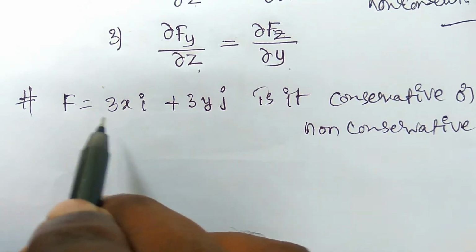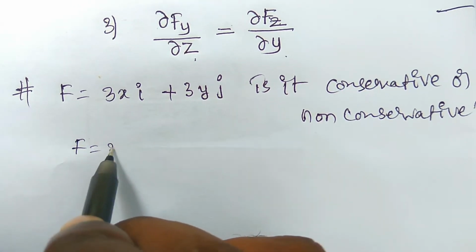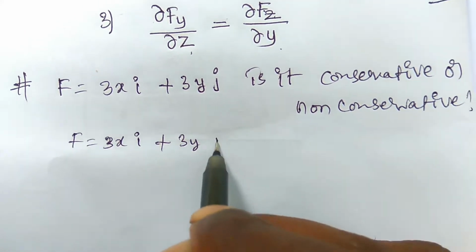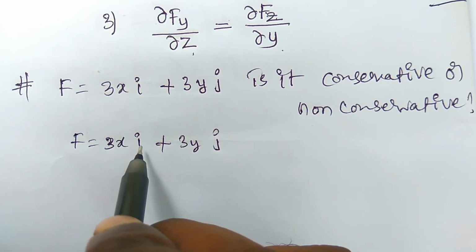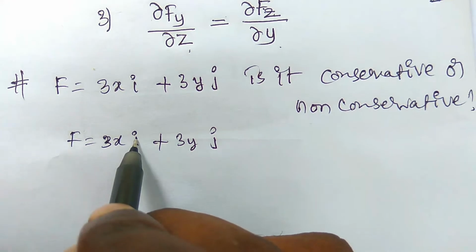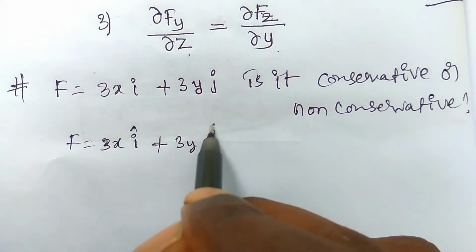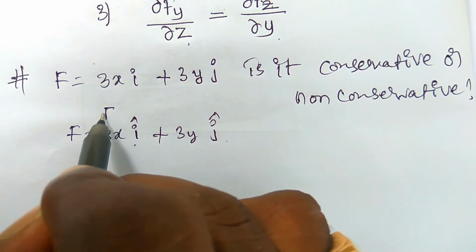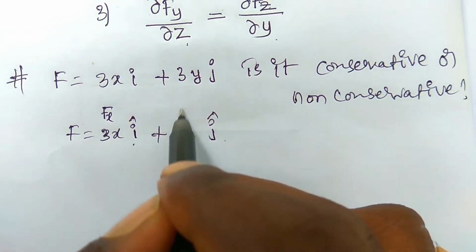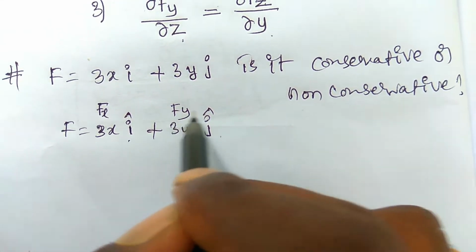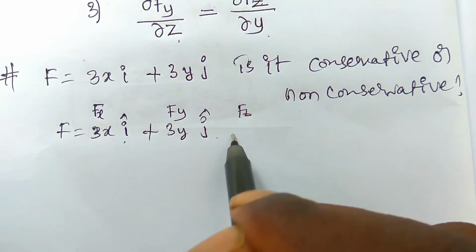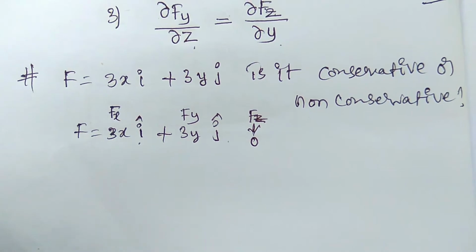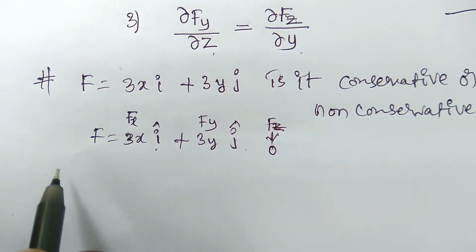Here it is given that F is equal to 3x i plus 3y j. The i cap is along the x-axis, and the j cap is along the y-axis. The force here, Fx is equal to 3x, Fy is equal to 3y, and there is no Fz, so we write 0. Let us try it. How can we check it?